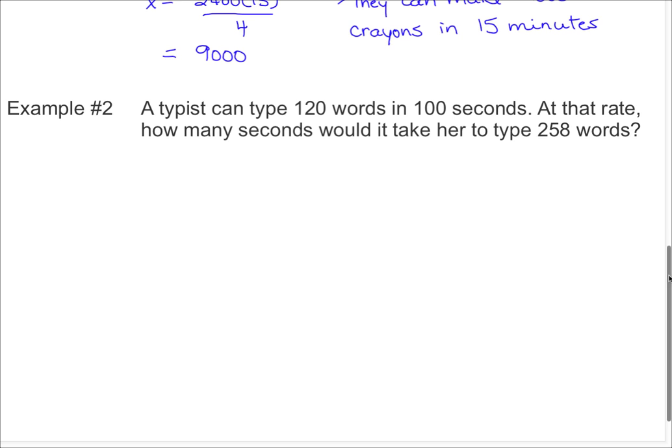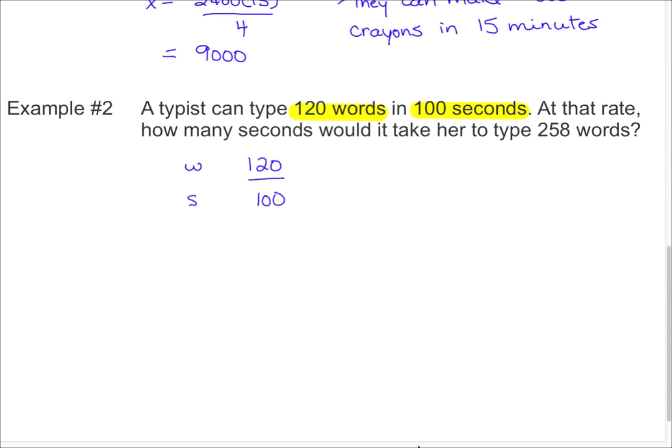So this one, again, they gave us a rate. This says a typist can type 120 words in 100 seconds. At that rate, how many seconds would it take her to type 258 words? So here's our rate, 120 words in 100 seconds. So here are our two numbers, 120 over 100. And again, I want to put something beside these to let me know that they stand for words and seconds. So I'm going to put a W up here and an S down here to stand for words and seconds.